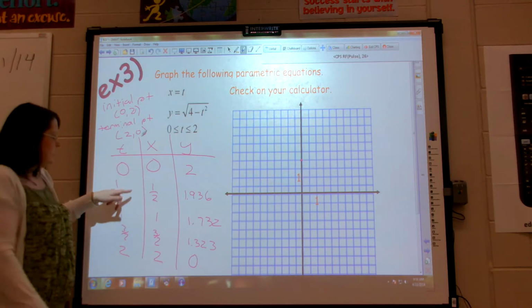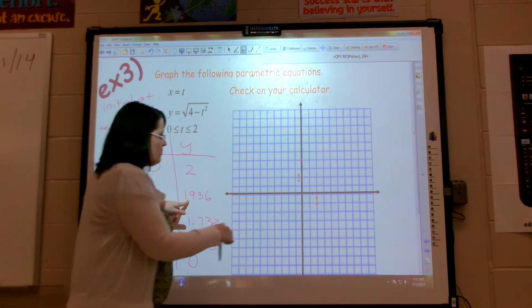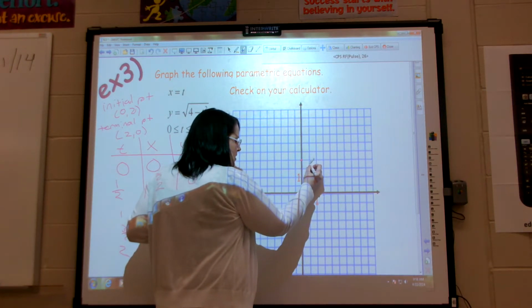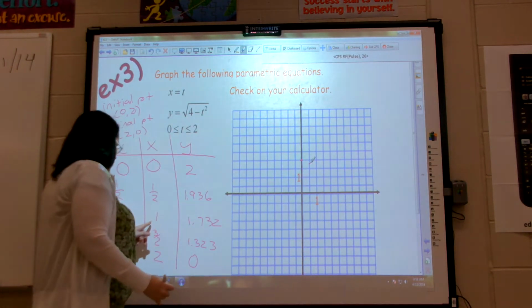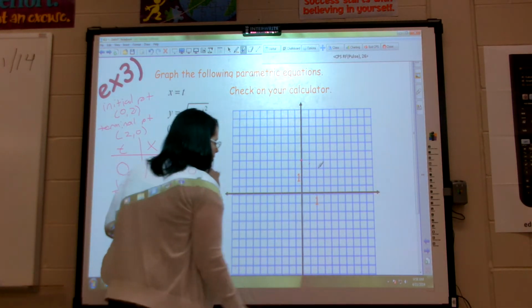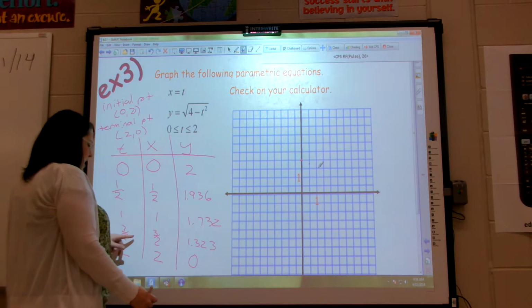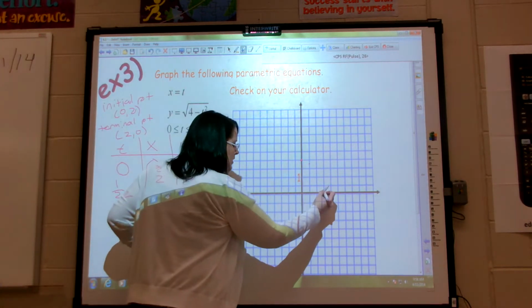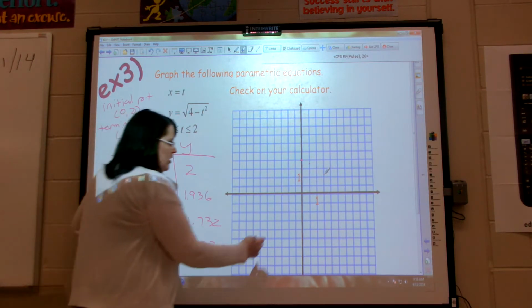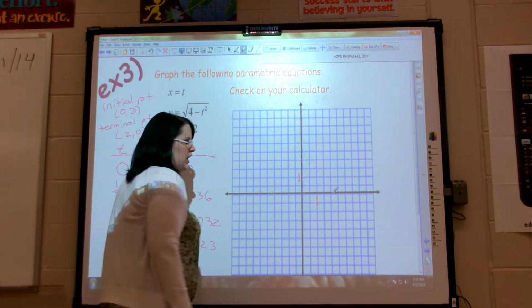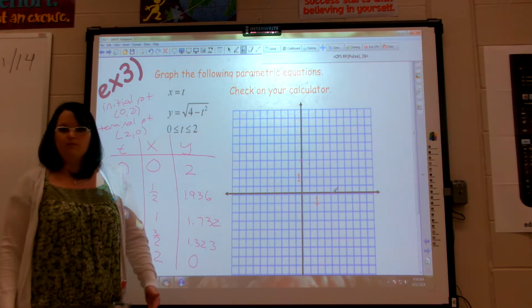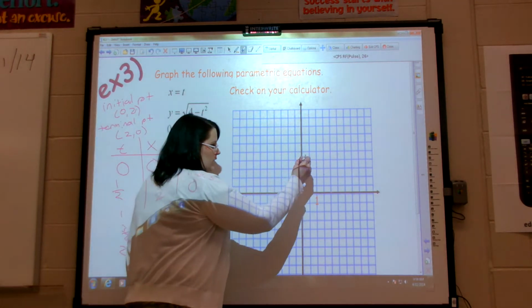So let's graph this. I didn't graph something. That's a half and 1.9, so close up in here. 1 and 1.7, so that's kind of up in there too. 3 halves is 1.3 something. 2 is the point 2, 0. And of course that's not a line, right? They're not the same amount apart. So let's connect them with a curve.